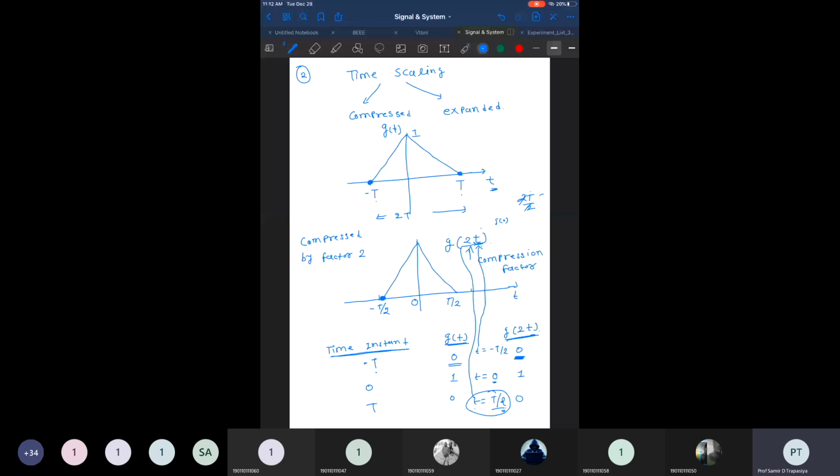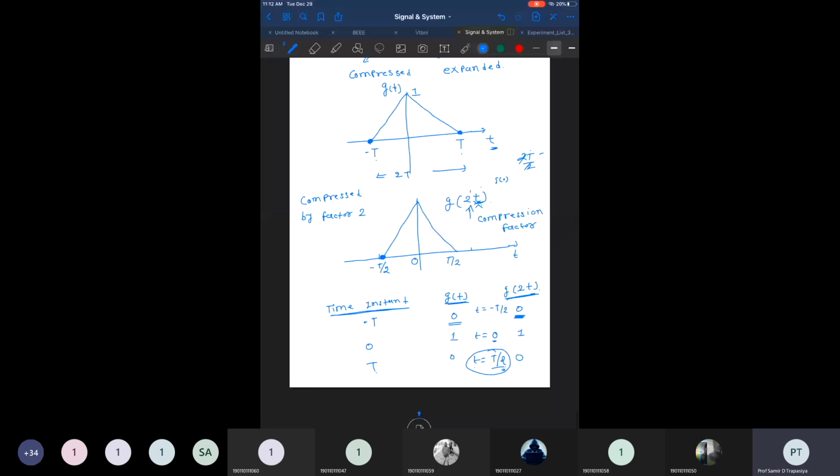That indicates that whatever value we obtained earlier at minus t, we get the same value if we put t equal to minus t half. And whatever value we got at g of capital T, we get the same value if we put small t equal to t half. It means this is the scaling factor. G of 2t is known as a scaling factor.